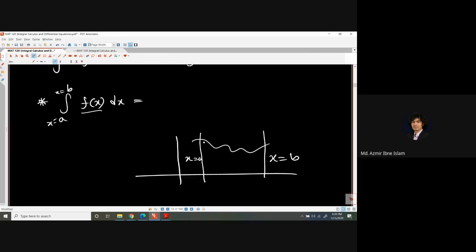So in order to find the total area, for the simplicity of our calculation, we can think about another vertical line, x equal to c. That means now we have one region, we have another region. For getting totality, let's say this is A1 and it is A2. So the total area will be A1 plus A2. That is equal to A.